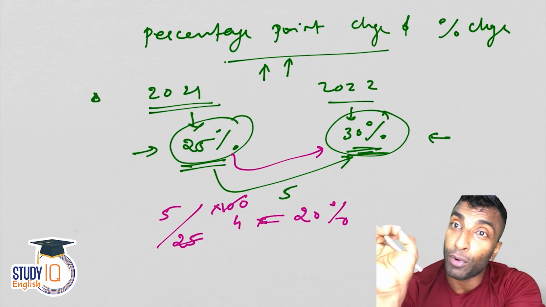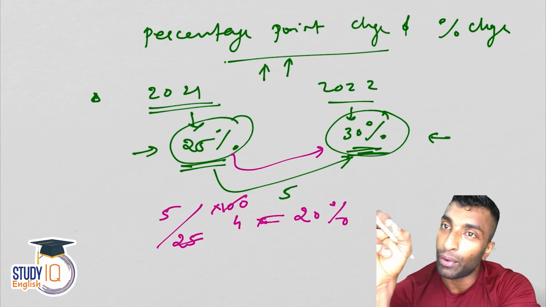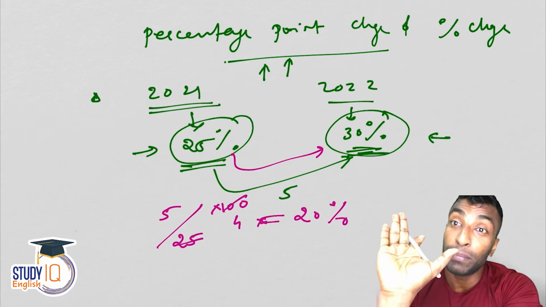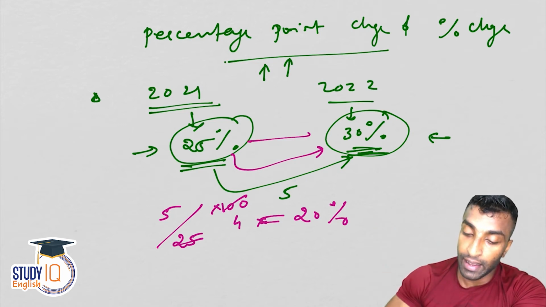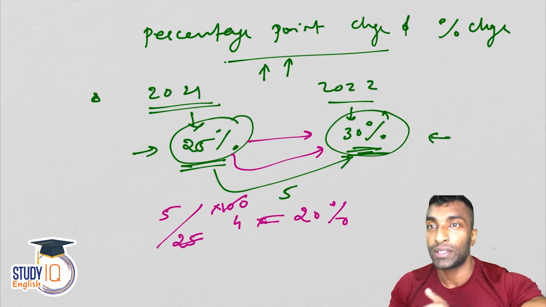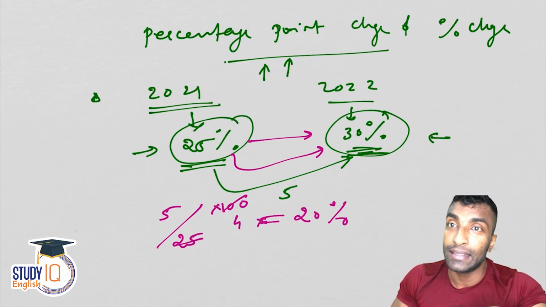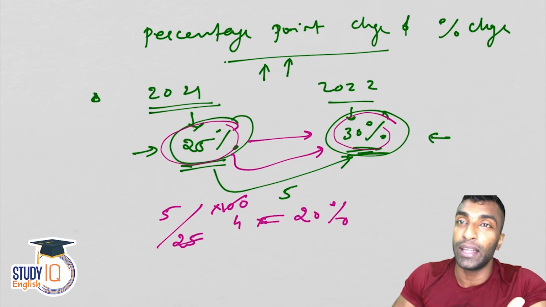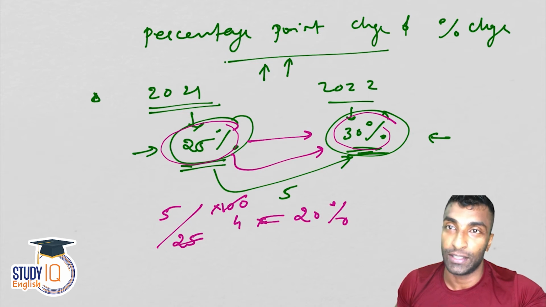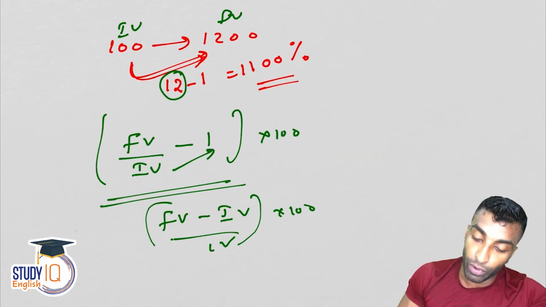What is the percentage point change? It was 25, now it is 30, so just a 5 percentage point change. It is direct. It was 25%, now it is 30%. So percentage point change is 5. For percentage change, we need to see 25 to 30. What is the percentage change? Okay, I'll give you one more example.